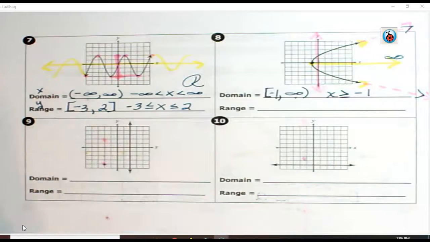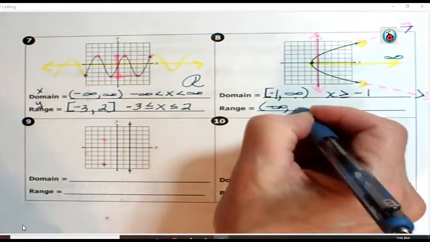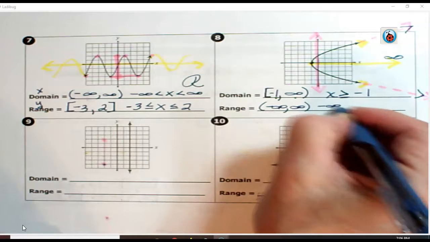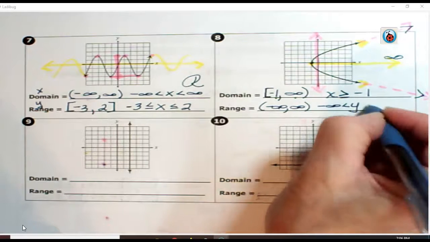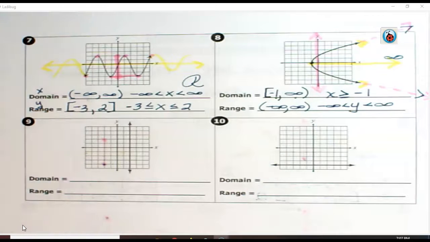Okay, so the way I write that is negative infinity and infinity. And then it's negative infinity less than Y, less than infinity. You don't want to put an X there because then you would be talking about the domain.